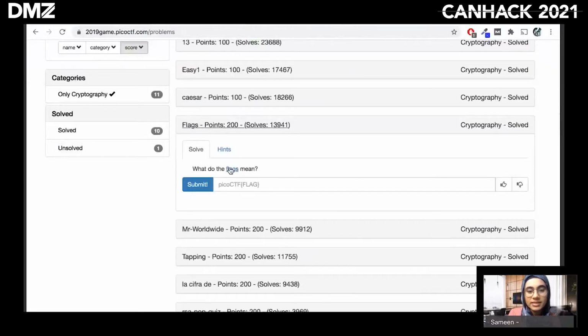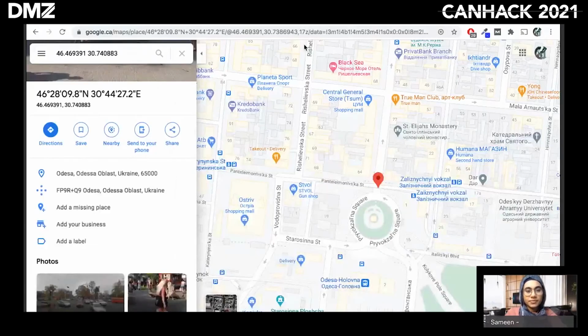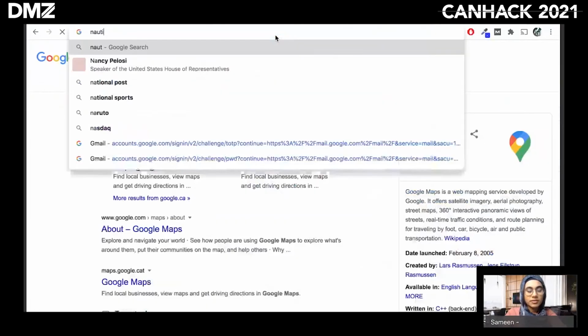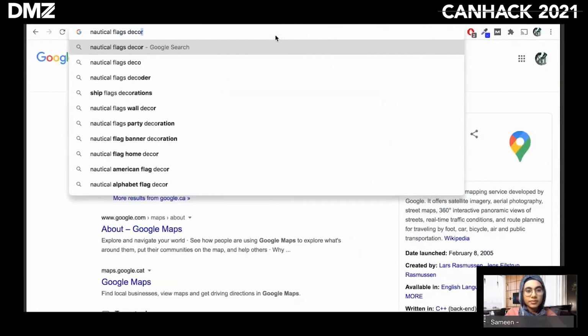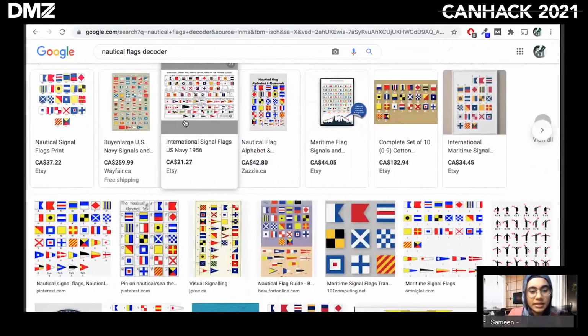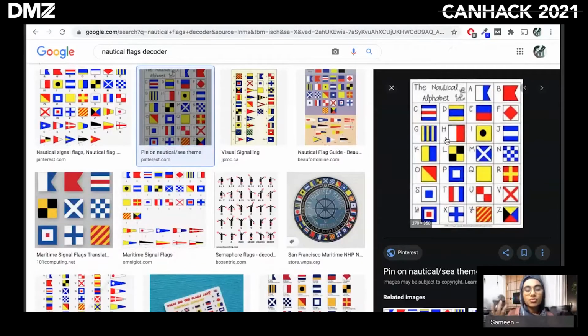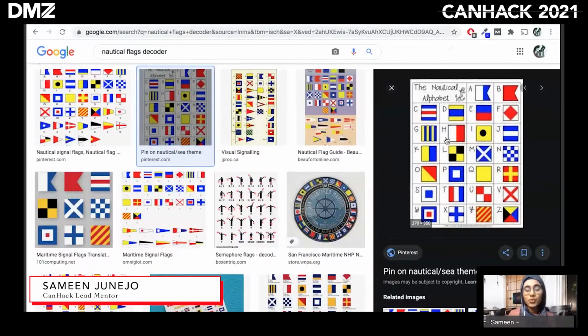Let's take a look at flags just as a hint, just as another challenge. So for this one, what I did was search Google for nautical flags decoder images. And so I looked at a key like this and saw what each flag represented to solve the problem. So I'm just trying to demonstrate to you guys that it's not always going to be an encryption algorithm. It's going to be different forms, and they're going to want you to get creative with it.